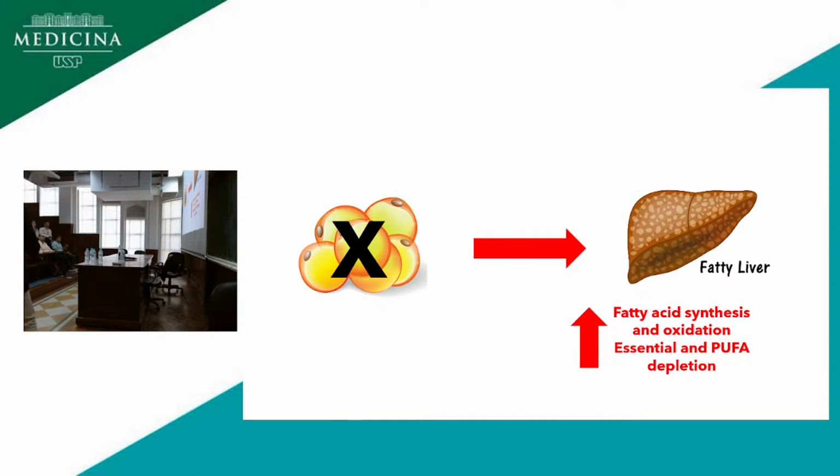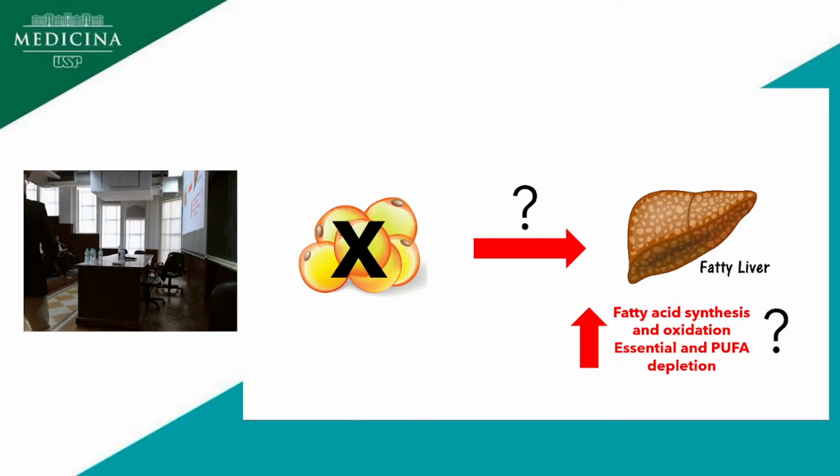So what I have shown you so far is that, when you have a severe lipodystrophy, this will lead to an increase in fatty acid synthesis and oxidation in the liver, so a futile metabolic cycle in the liver, and this is associated with an increase in energy expenditure and also with a depletion of essential fatty acids in the liver.